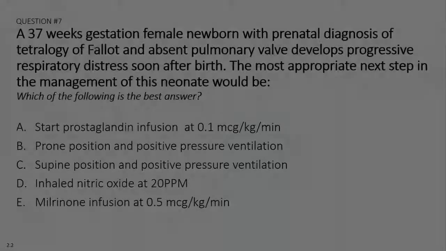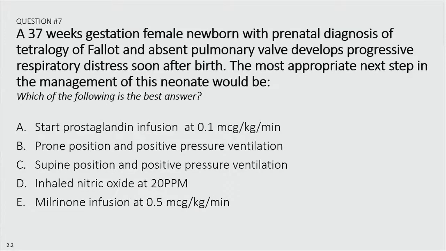Next question. A 37-week gestation female newborn with prenatal diagnosis of tetralogy of Fallot and absent pulmonary valve develops progressive respiratory distress soon after birth. The most appropriate next step in the management of this neonate would be A, start prostaglandin infusion at 0.1 mcg per kg per minute. B, prone position and positive pressure ventilation. C, supine position and positive pressure ventilation. D, inhaled nitric oxide at 20 parts per million. E, milrinone infusion at 0.5 micrograms per kilo per minute. Choose your answer.